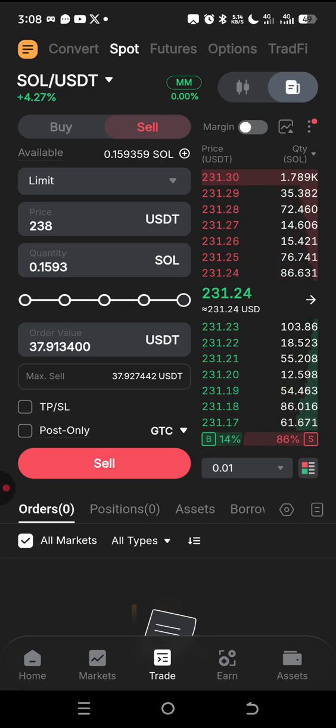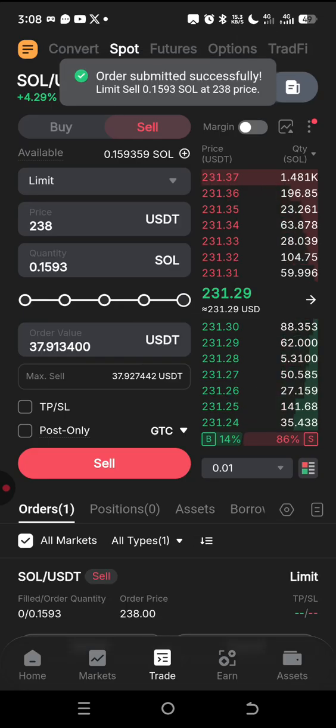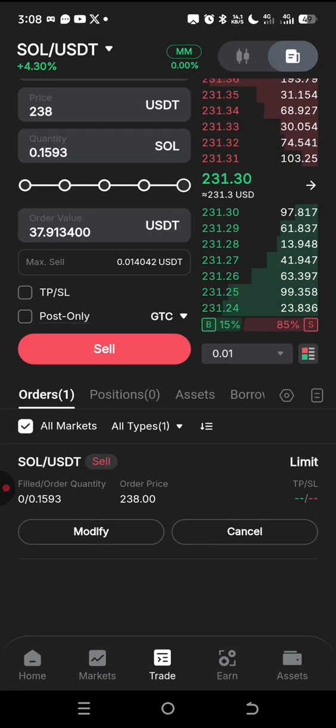So when I click on this now, sell, it's going to ask me, am I sure I really want to sell? If I click on sell, look at my order there. It's right there. The reason why the order is not executed is because the price I placed has not yet reached. Solana is currently trading at 231.22. But what I want to sell is 238. So it will take time for it to hit there. All right. So when it hits $238, this thing will clear and they will give me USDT. As you can see right there, I will get 37 USDT, making a profit of over $17.